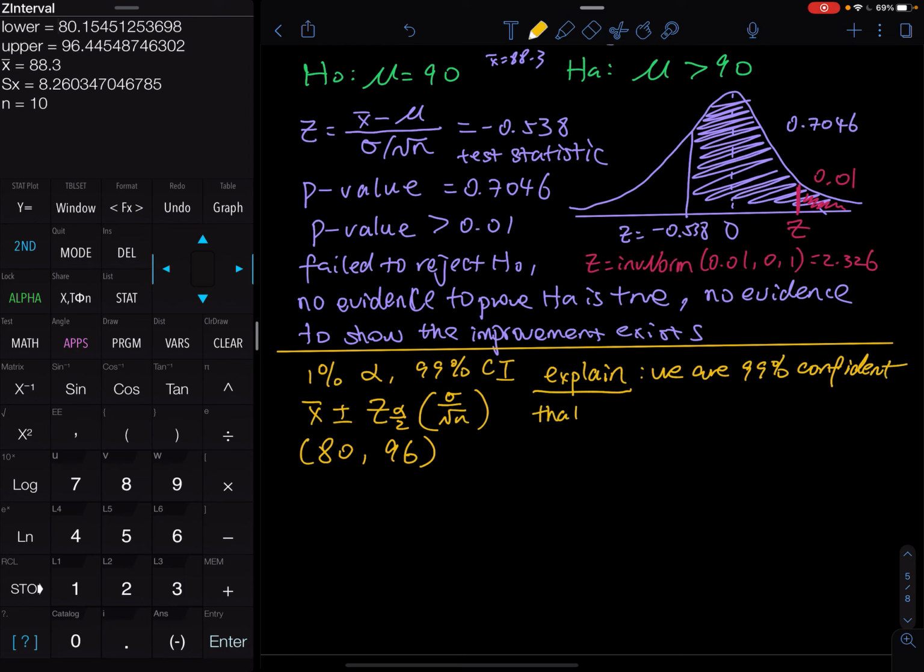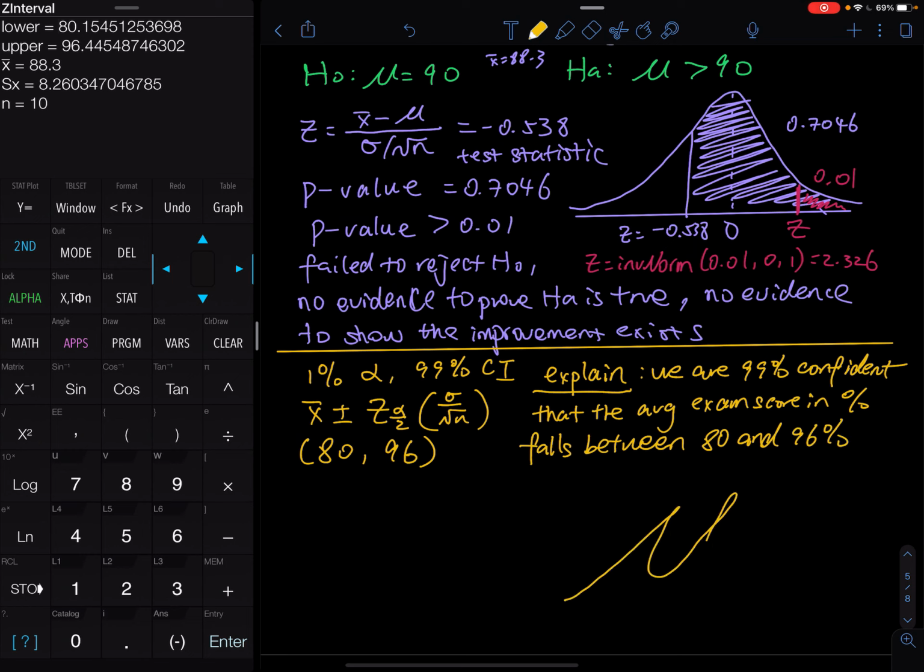that the average exam score in percentage falls between 80 and 96%. The truth is mu. We are trying to say that I have 99% confidence that this mu is between 80 and 96, but this is only an estimation. We will never be able to find out what mu equals exactly. This is only an estimation.